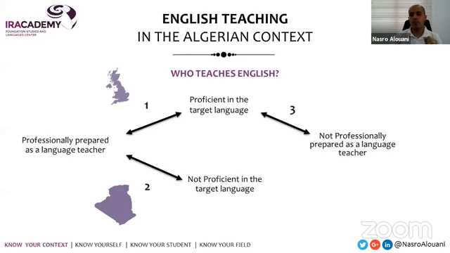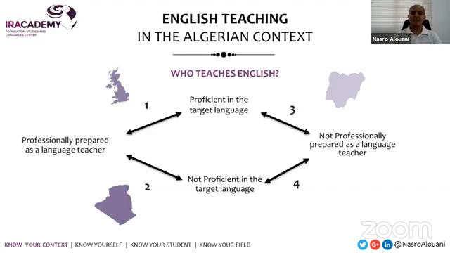The third category: proficient in the target language, not professionally prepared as a language teacher. We see this in overpopulated countries like Nigeria or Egypt, where English is a second language, or most people speak English fluently. But I think the Nigeria example is better here, because they don't have strong training for everyone. So a lot of teachers are only proficient in the target language, and they learn by teaching over time.